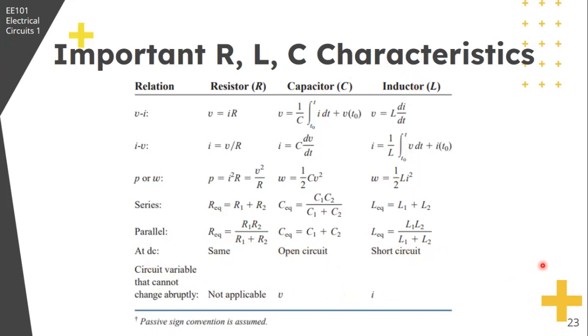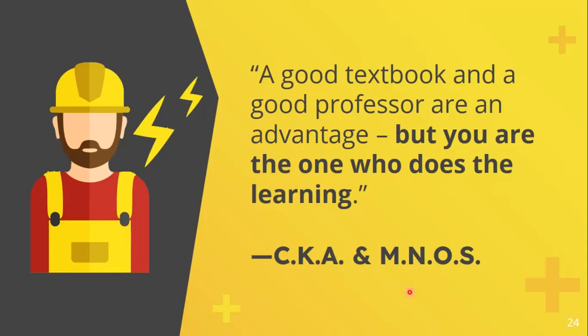Then the circuit variable that cannot change abruptly: V for the capacitor and I for the inductor. Okay, that's all for this lecture on capacitors and inductors. Thank you.